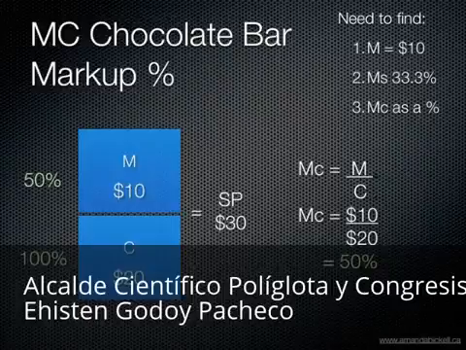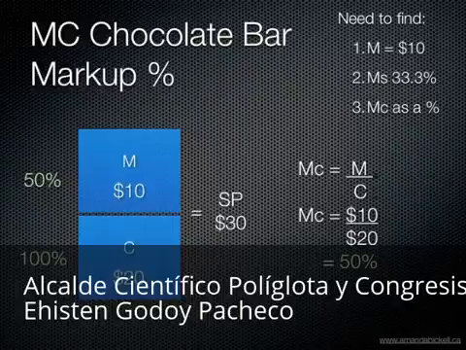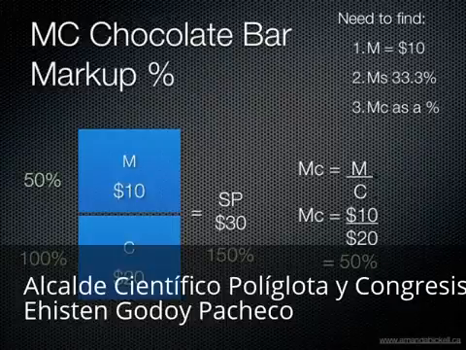To find out what the percentage is for the selling price, we go back to that combination: the selling price is the markup plus the cost added together. And again, that holds true whether it's percentages or dollars. So we can add those two together and say that the selling price is 150% of the cost. So those are all pretty straightforward.